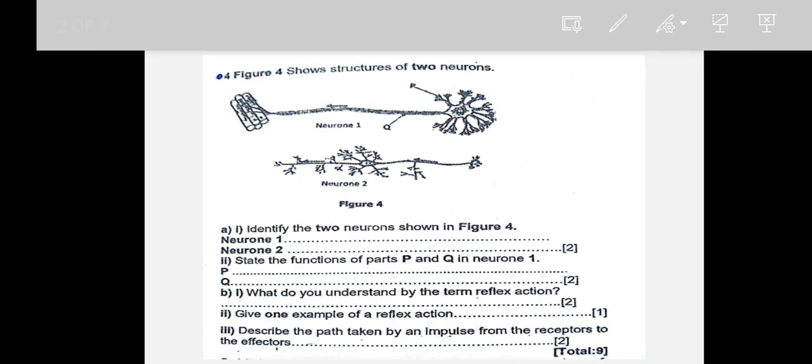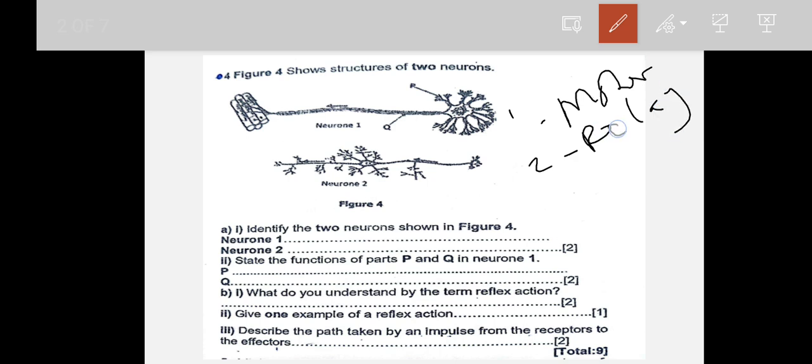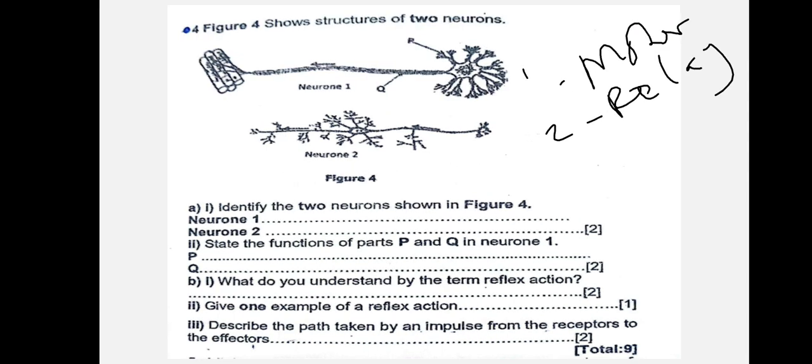Let me write that down. So neuron 1 is the motor neuron. Then 2 is the relay neuron. Okay. Having answered that one, let's go to question 2, which is saying: state the functions of parts P and Q in neuron 1. So we want to identify the parts, which is we have P here and Q.